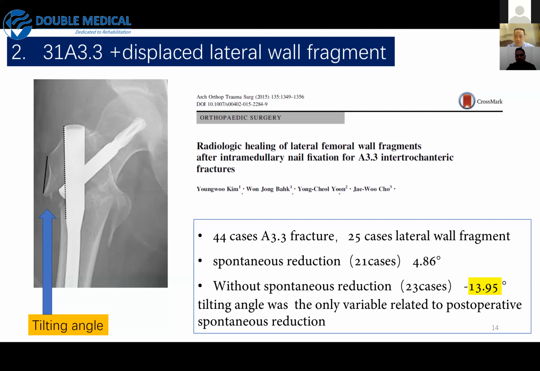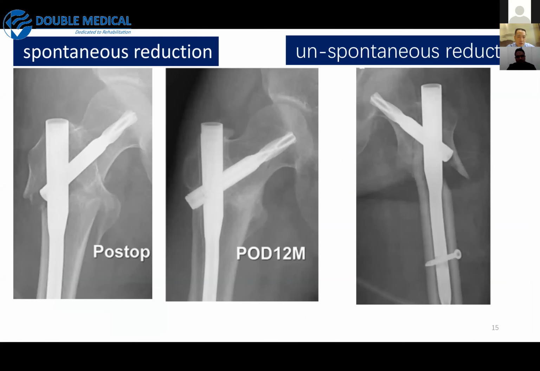Just like the fracture X-ray shown in this paper, we can see if the displacement is not very large, they can have a very good spontaneous reduction. But if the tilting angle is bigger than 40 degrees, you may not achieve a spontaneous reduction. So that means the reduction is of the same importance as the fixation method.